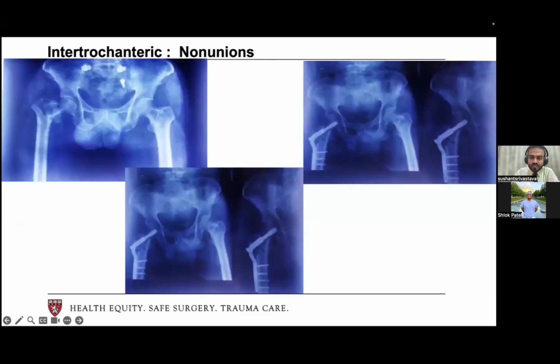Another case which we treated in our hospital, wherein the fracture was a non-union, was treated with a valgus osteotomy and DHS plate.